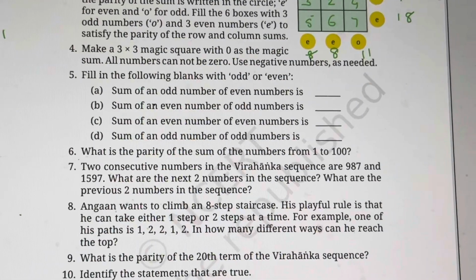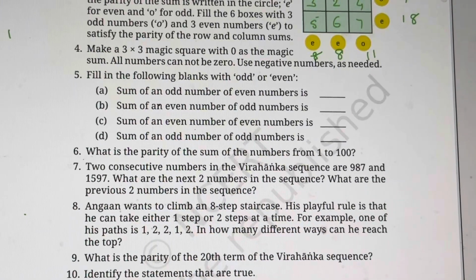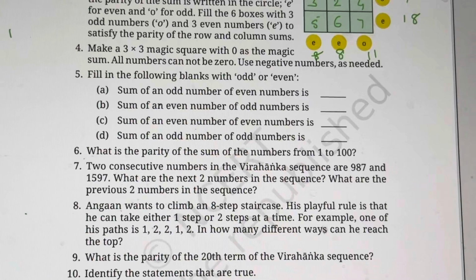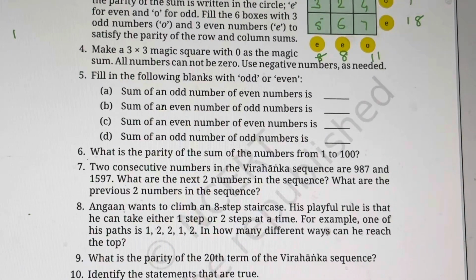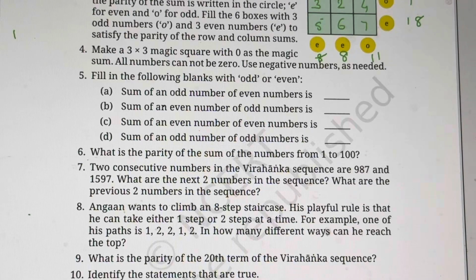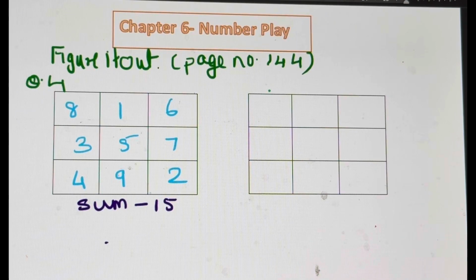Question number 4. Make a 3 by 3 magic square with 0 as the magic sum. All the numbers cannot be 0. Use negative numbers as needed. Right? So let us try to solve this, where we need 0 as the magic sum. Now to solve this question, I have kept the magic sum 15, the 3 by 3 grid, with sum 15, ready. Right? I told you, even you can use the generalized form of 3 by 3 magic square.